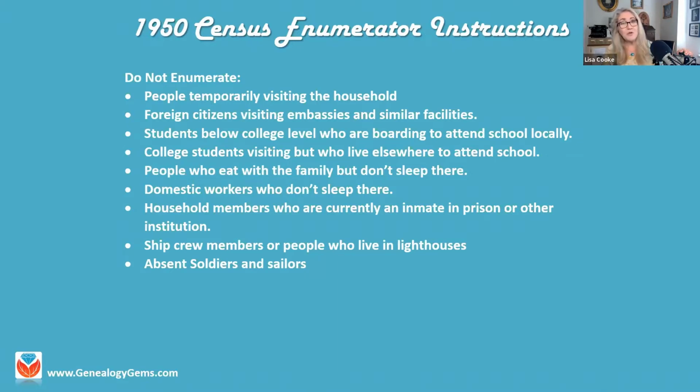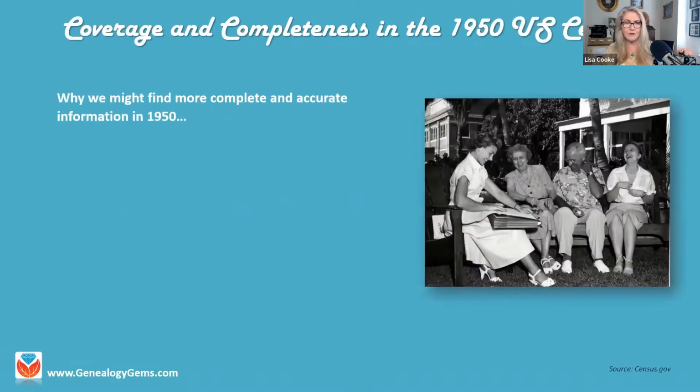They also talked about who not to enumerate. So if you've ever wondered, why am I not finding my relatives? Well, maybe they weren't being picked on. Maybe they actually fell within the list of people they were told not to enumerate. And part of this was about, don't enumerate people here when we know we're going to enumerate them over there. So if they were students living away from home, or if they were a foreign citizen visiting the embassy, there were lots of different reasons why somebody may not be found here, but you would now know to go look over there. So take a look through that list and just get familiar with that manual.